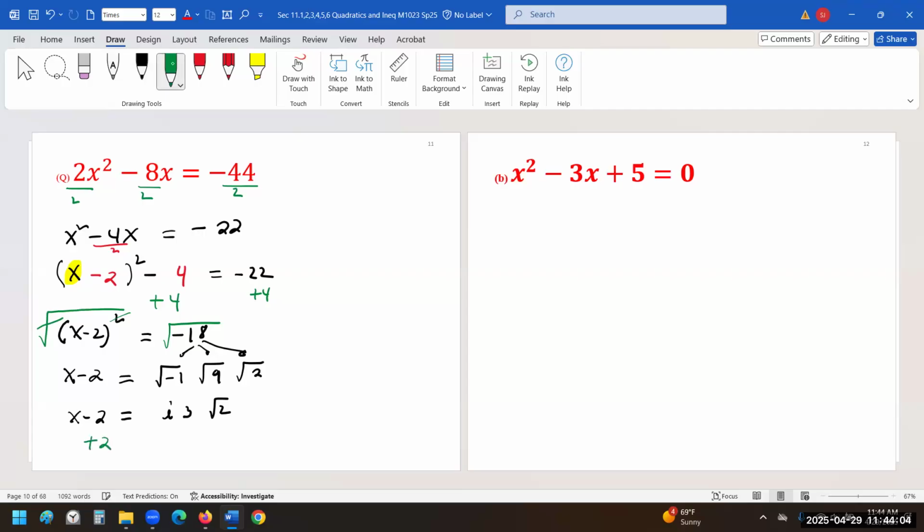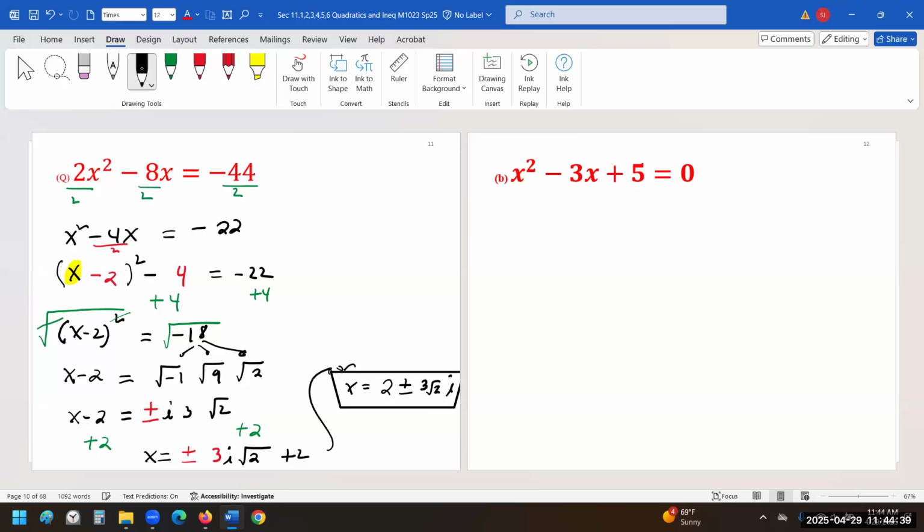The last thing we do is add 2 to both sides. So we get x equals plus minus 3i square root of 2 plus 2. Or you can write x equals plus minus. We have to write the real number first. So 2 plus minus 3 square root of 2i. Either one of them is fine.